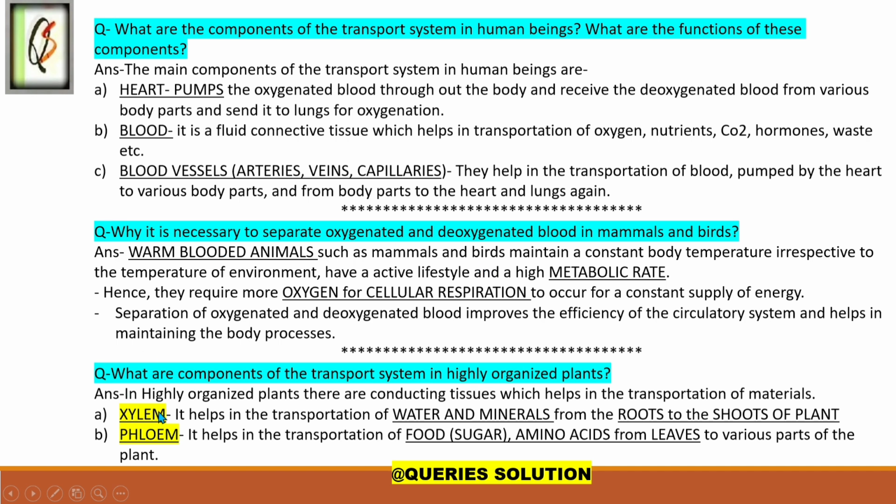Okay. Now next we are talking about the questions related to transportation in plants. So what's the question?